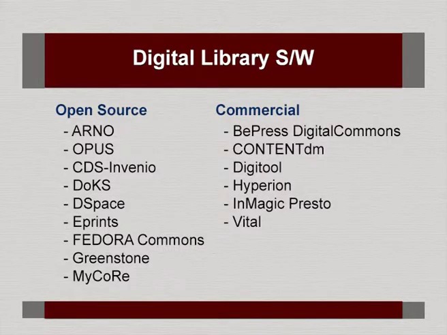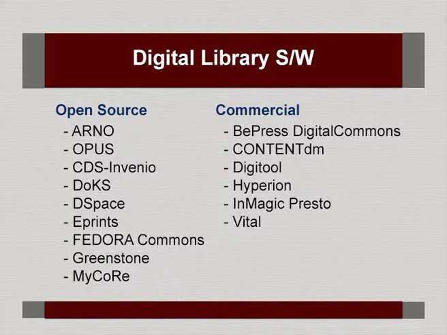Now, there are many open source software, some have become more popular, some have been less popular, some may be only more as experimental ones, like the open source software Arno, which is named after a river in Europe, then Opus, CDS Invenio. This is of course from CERN Labs, which created the browsers also. Then Docs, DSpace, EPrints, Fedora Commons, Greenstone, MyCore, these are all open source software.